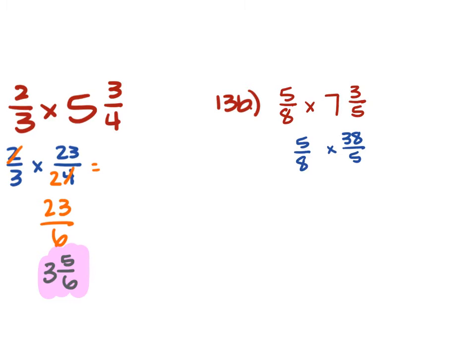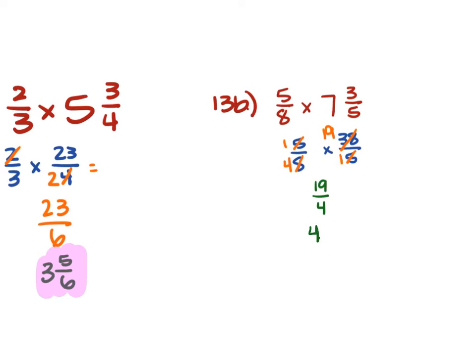To cross-simplify here, those 5s both become 1s. The 8 and the 38 are both divisible by 2, so the 8 can become a 4. The 38 will become a 19. Sorry, this is 19, not 16. All right, so from here, the 1 times 19 gives us 19, and the 4 times 1 is 4. So then we simplify these, and we are left with 4 and 3 fourths.